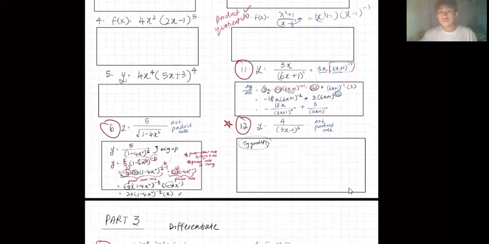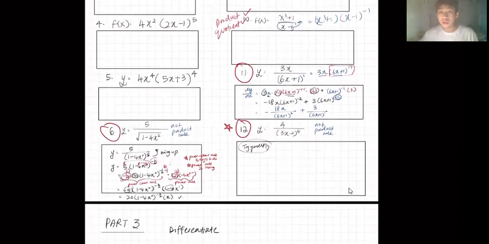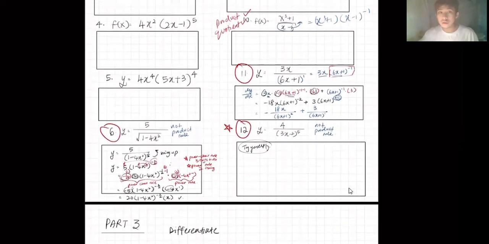Number 12, you can try yourself. Number 12 and number 6 are actually the same thing. It's the power chain rule. Power chain rule, 3 things to do. Don't forget, power chain rule, 3 things. Power rule, 2 things to do.